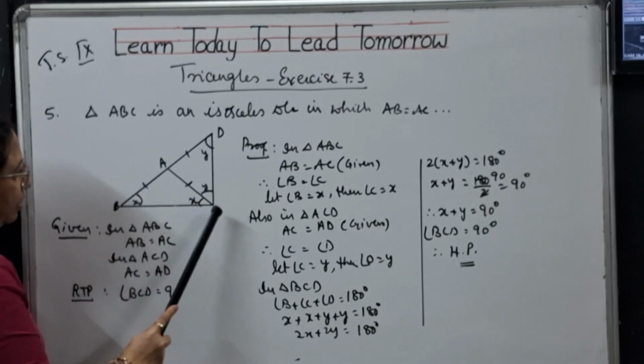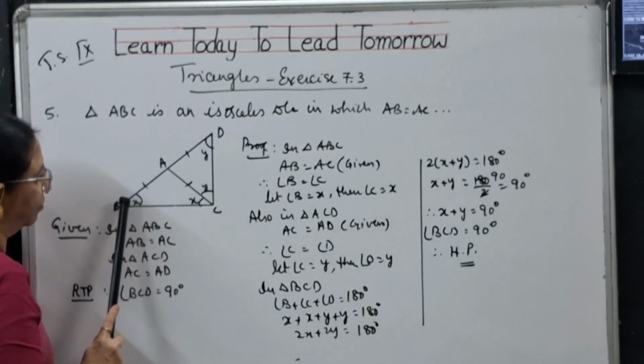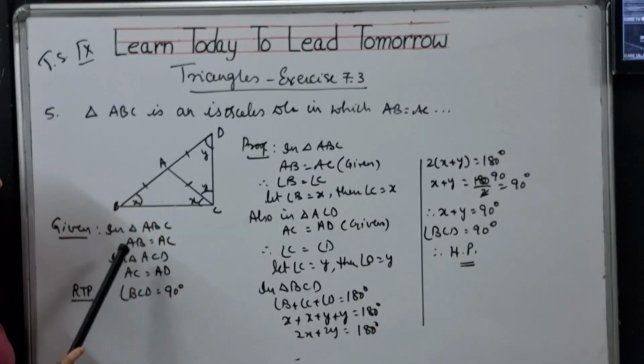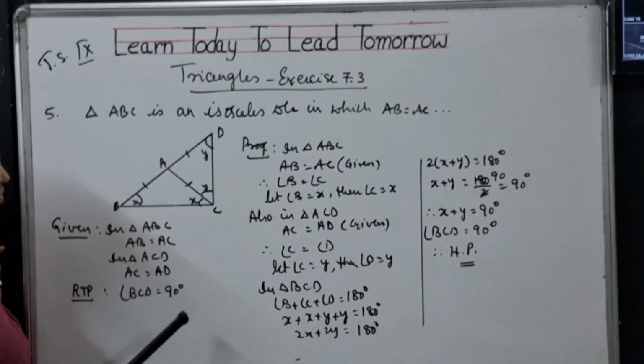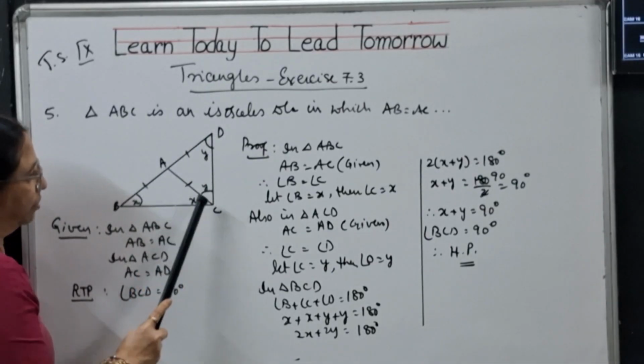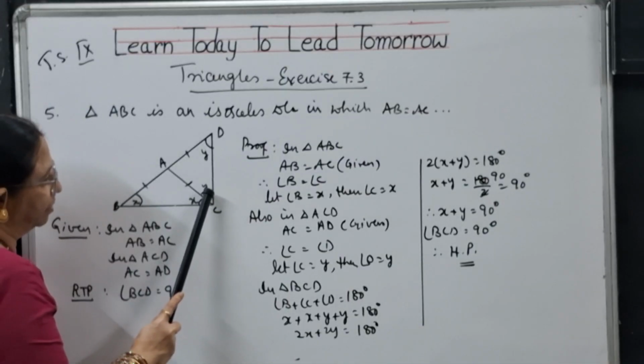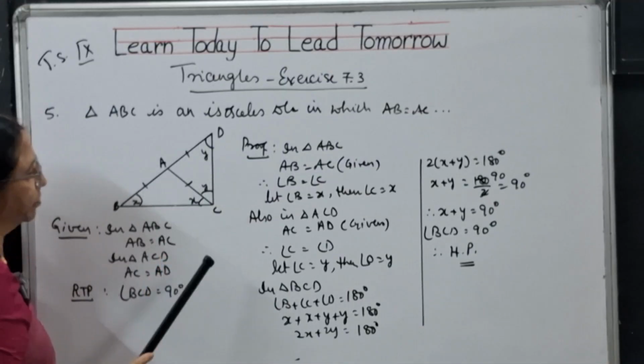So in triangle ABC, AB is equal to AC means opposite angles are equal, angle B is equal to angle C. I am considering angle B as X, then angle C also will be X. Now in triangle ACD, AC is equal to AD. That means angle C is equal to angle D. I am considering this angle C as Y, then this also becomes Y.